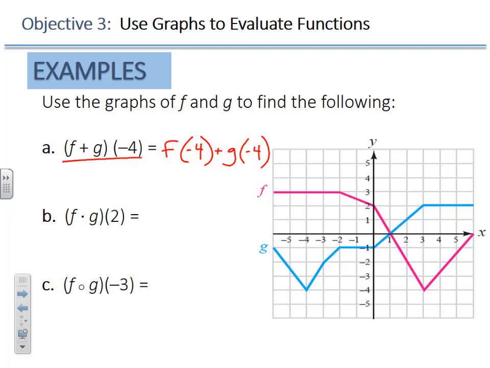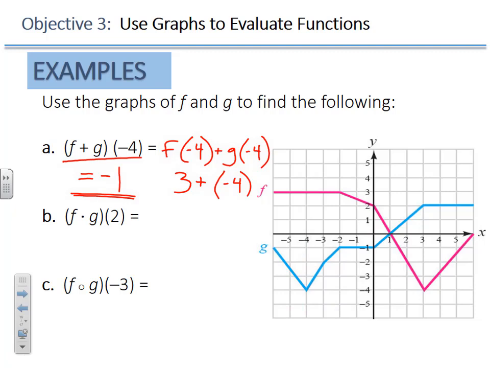The f function evaluated at negative 4, the pink one is our f function, so we're right there. There's our point. Looks like we're at the point negative 4, 3. And so with an input of negative 4, the f function becomes 3. That's our output. G of negative 4, though, is down here at the point negative 4, negative 4. So when we have input of negative 4 for g, our output is negative 4 as well. So 3 plus g of negative 4, which is negative 4, we can conclude that f plus g of negative 4 is negative 1.